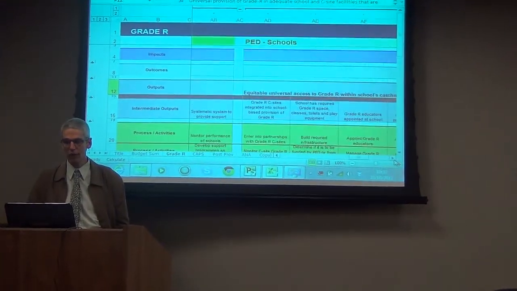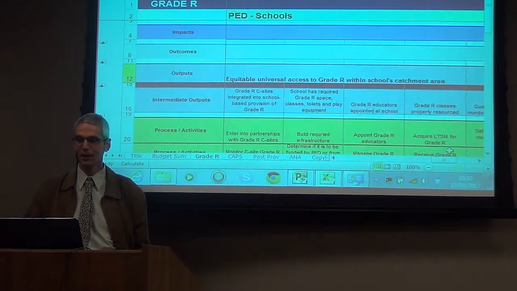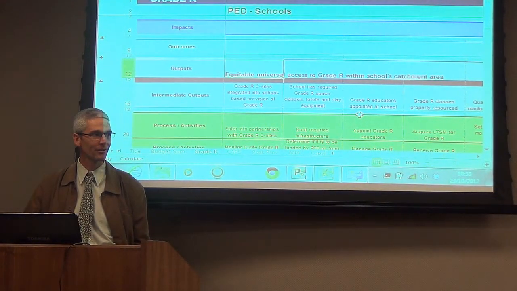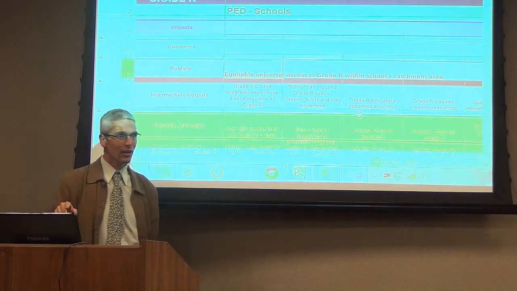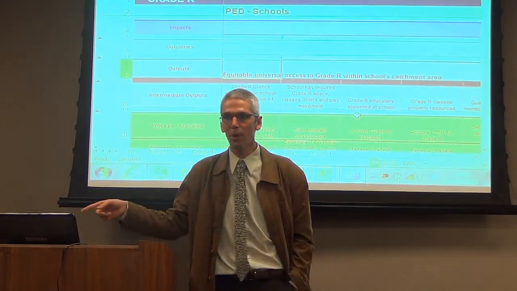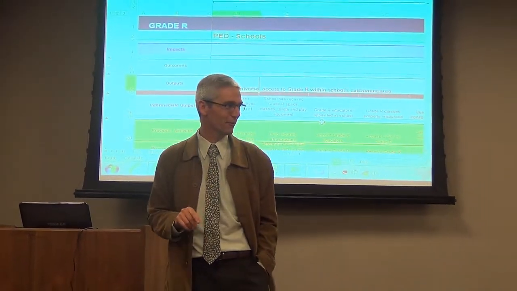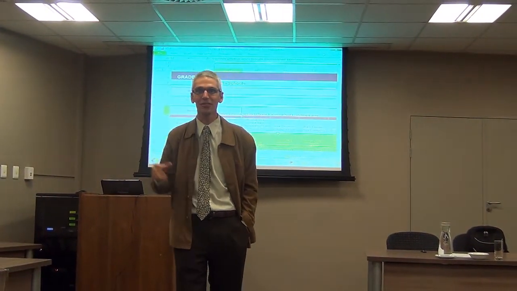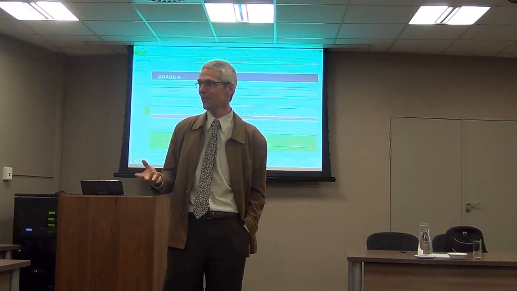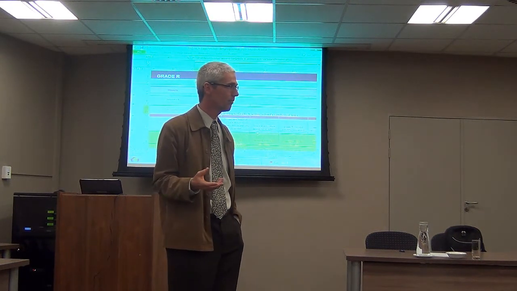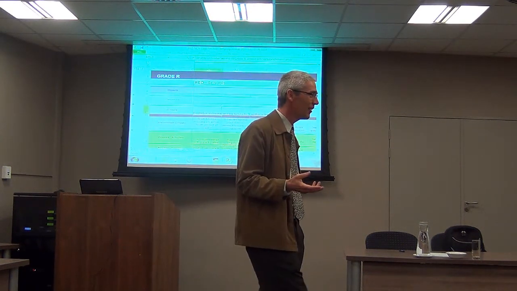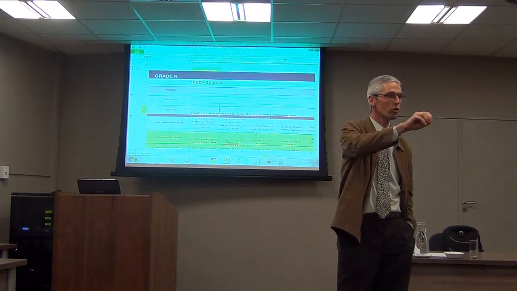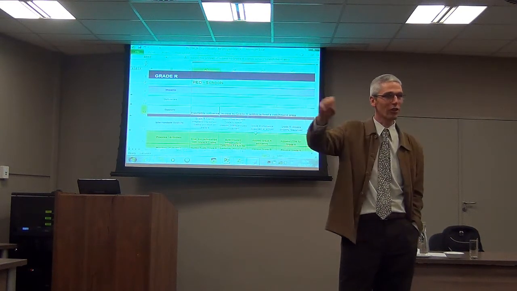And then finally, at a school level, what do you have? You have equitable, universal access to grade R within the school's catchment area. Okay, now the temptation is for the national department to make this their objective, their output. We want to produce universal, equitable access to grade R. Do they produce that? No. And yes. You're not directly responsible for that. That is produced at a school level. You produce the system that will ensure that that happens.